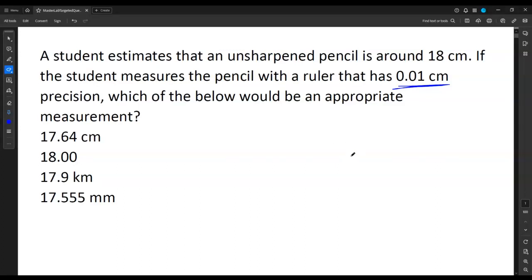And then another example of an exact value is something that has been counted. So you can't have, say, 13 and a half people in a room. It doesn't make sense. You have either 13 or 14 or 15 or so on.